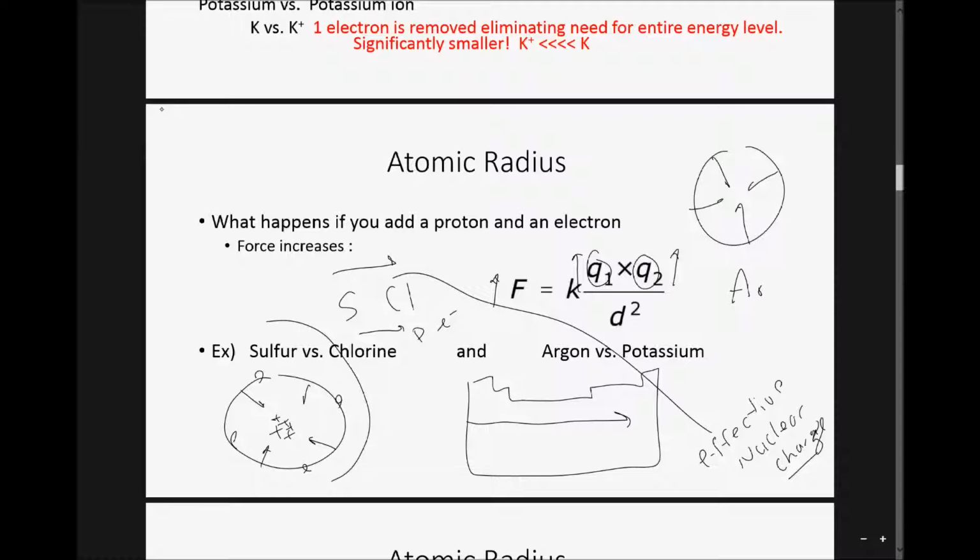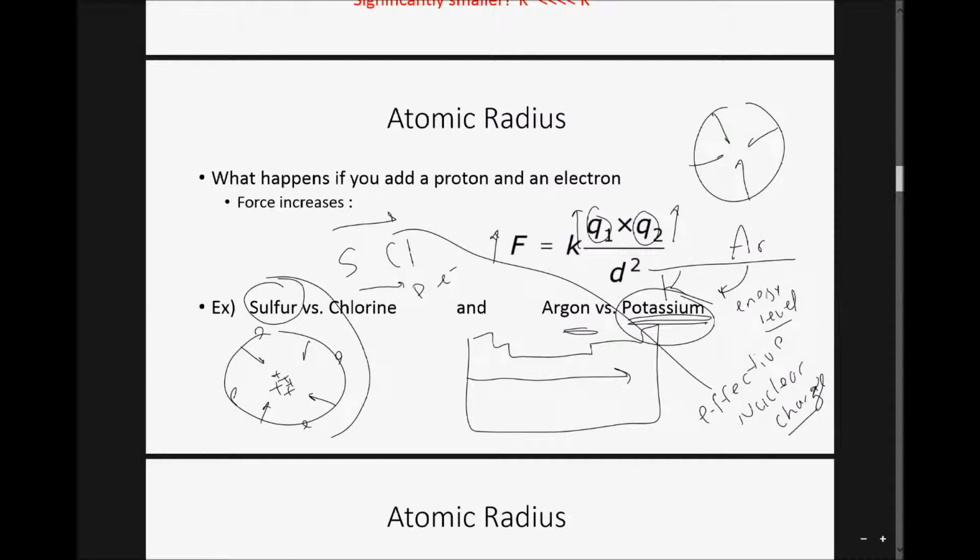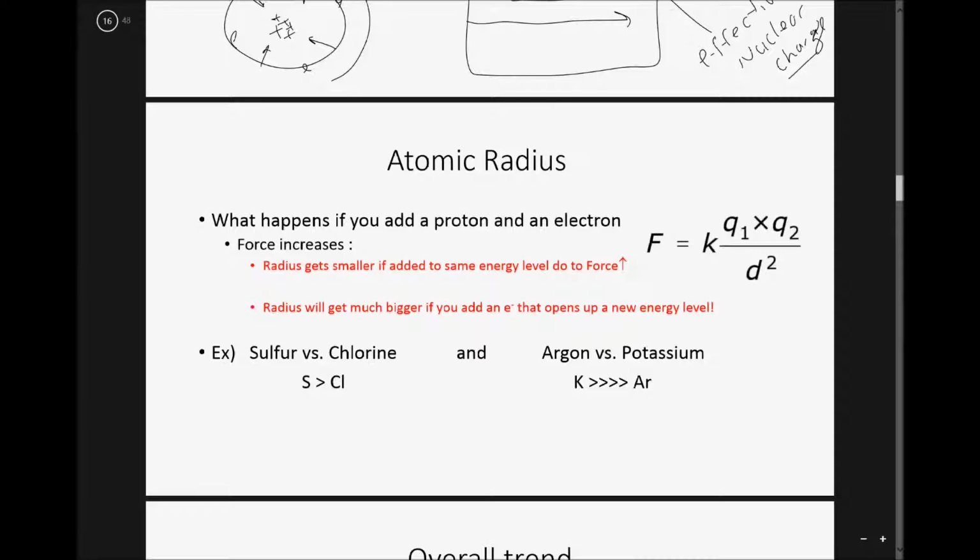Argon versus potassium. Of course, argon is located right here. Potassium is located one energy level lower, all right? And all the difference here is 1 proton and 1 electron. But since, again, we added an additional energy level, this potassium is going to be significantly bigger than the argon. Sulfur is the bigger one, barely, and potassium is the bigger one here. Here is the answer to that particular question. And notice that I have potassium being much, much bigger because of the addition of an energy level.